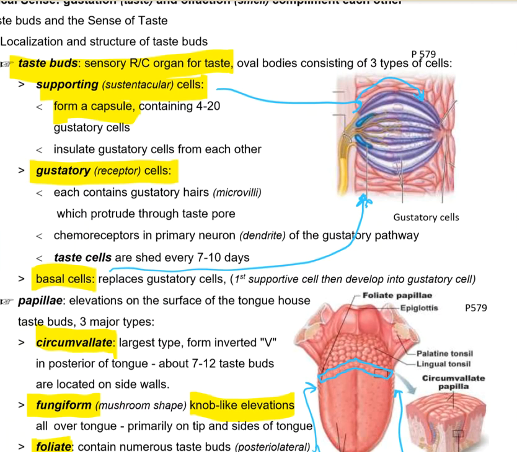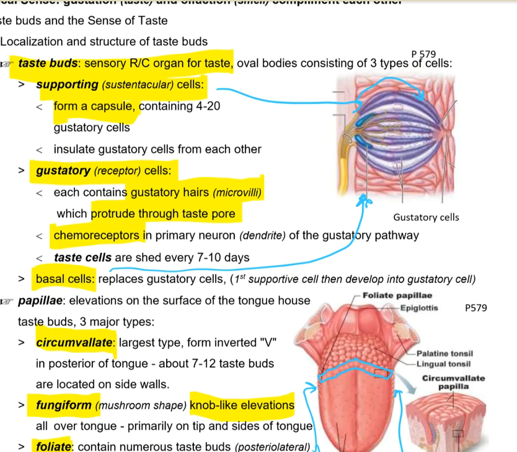Now the receptor cells, or gustatory cells, have these little gustatory hairs, microvilli, and they protrude right at the edge of or through that taste pore that we saw. On the tips of those are the chemoreceptors. So this is the dendrite of the gustatory pathway, and we'll talk about that on the next page in a minute.